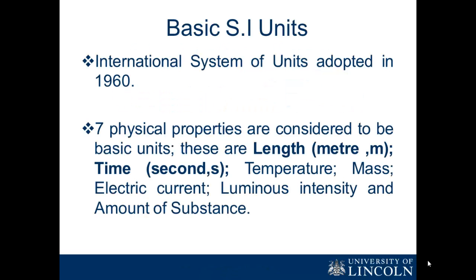SI unit is referred to as the International System of Units, adopted in 1960. There are several properties, but we're going to be looking at seven physical properties that are considered to be basic units. We have length, time, temperature, mass, electric current, luminous intensity, and amount of substance. These are the seven physical properties that are considered to be basic units.